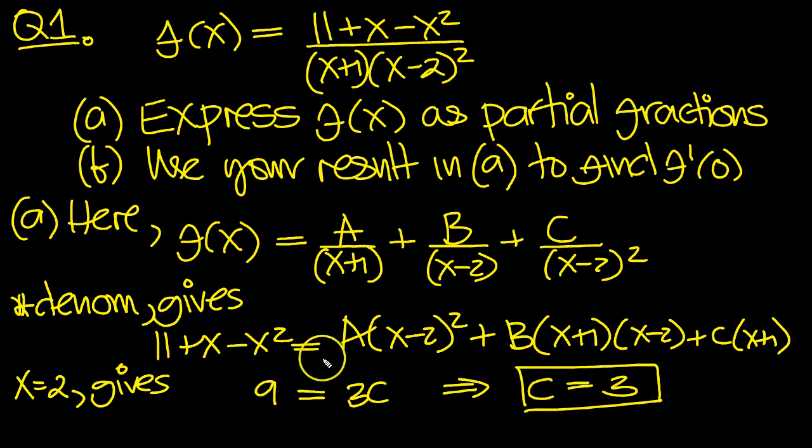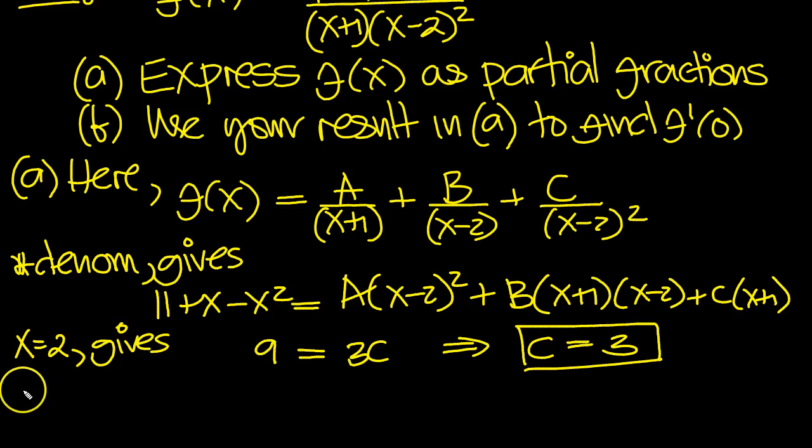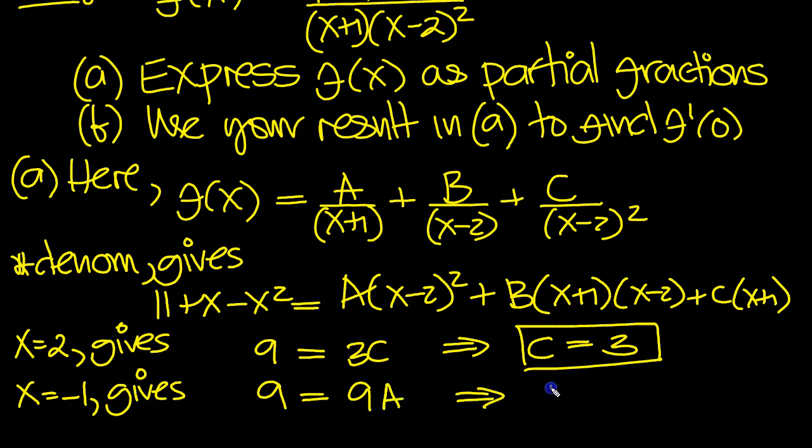There's c. Okay, so we put in minus 1 next. That's an easy thing also to put in. X equals minus 1 gives, so minus 1, 11 minus 1 is 10. Minus 1 squared is 1. So it's 10 take away 1 is 9. Minus 1 in here will be 0. Minus 1 in here will be 0, won't it? So minus 1 minus 2 is minus 3. Squared is 9. So that's 9a. So a equals 1.